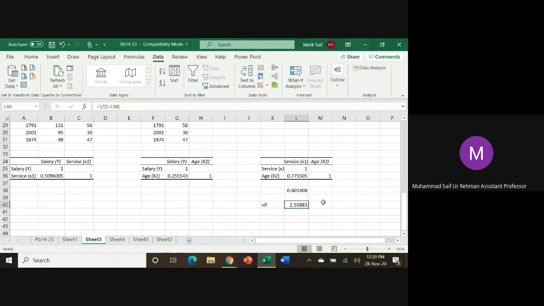So the value came out to be about 2, hence you are not going to drop the variable, any variable out of these two.